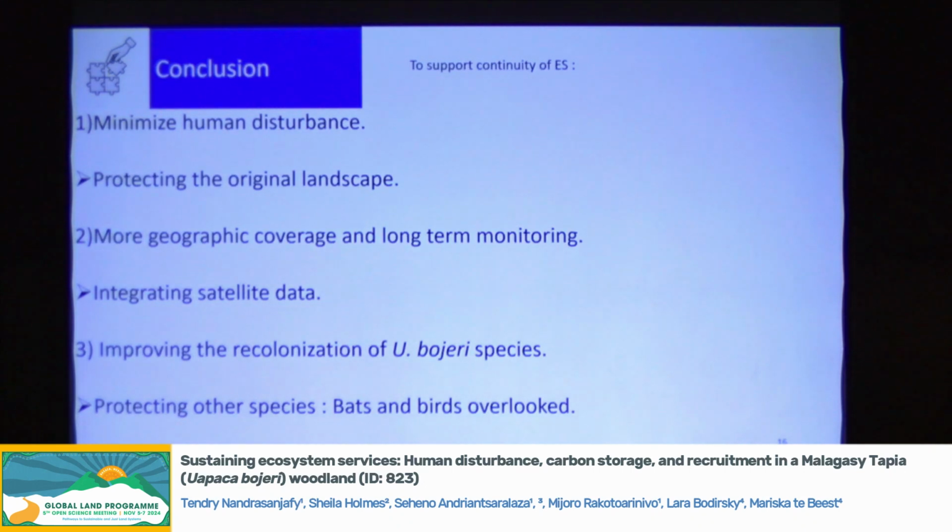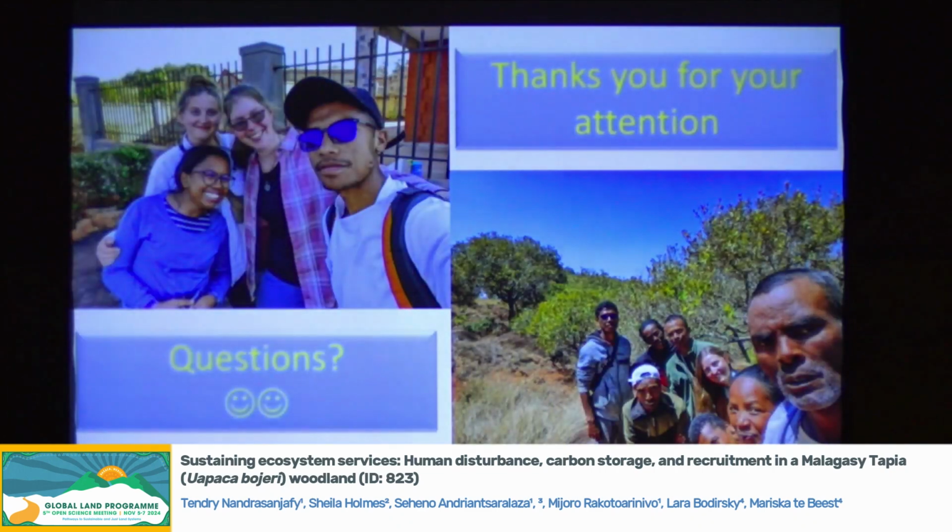Even the past main primary dispersers are gone. Species such as birds and bats are good dispersers, but they are often overlooked compared to other species like lemurs and mammals. So that's all for my presentation. Thanks for your attention.